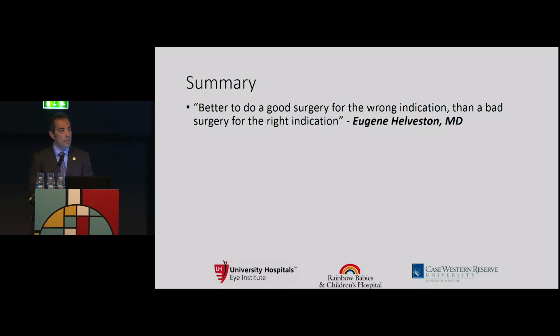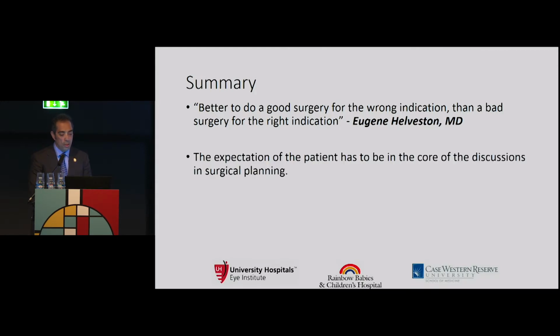In summary, as Dr. Helveston said, and I always quote him for this, better to do a good surgery for the wrong indication than a bad surgery for the right indication. So a clean surgery is much easier to reverse. Make sure that you pay attention to the anatomy, go one step at a time, no rush. The expectation of the patient has to be at the core of the discussions and surgical planning for these particular cases. Some of them are extremely complex. They may need multiple surgeries. They need to know this in advance.